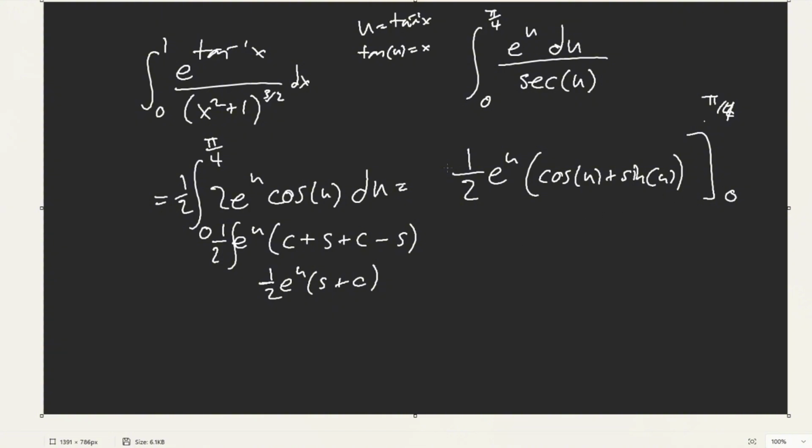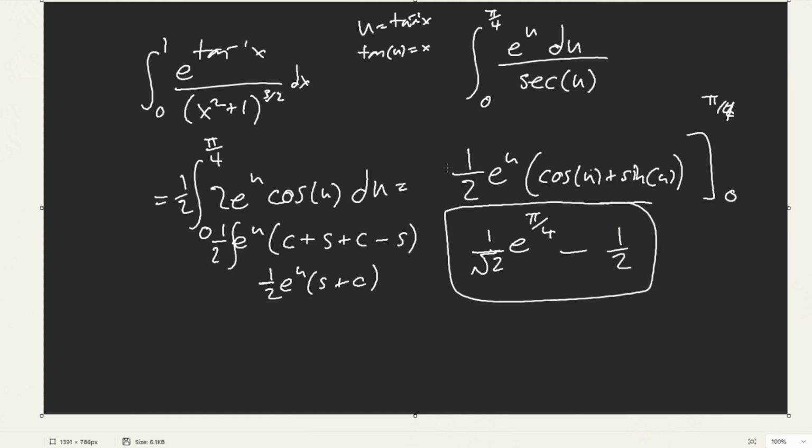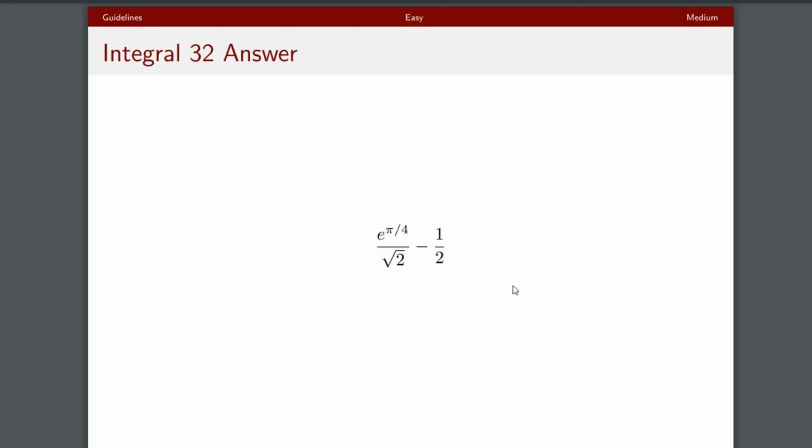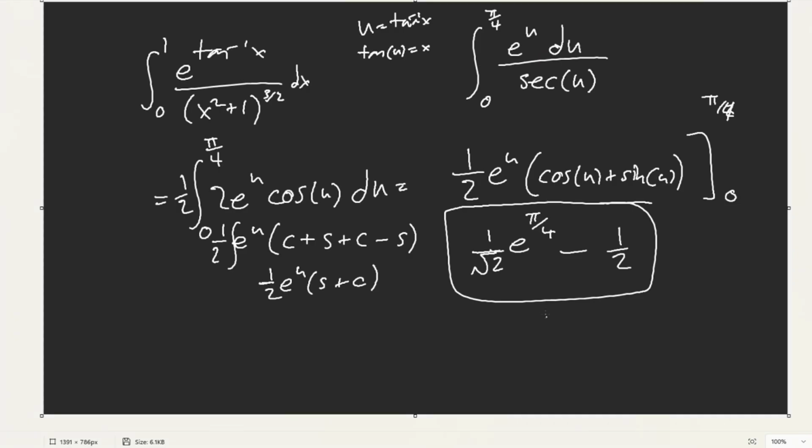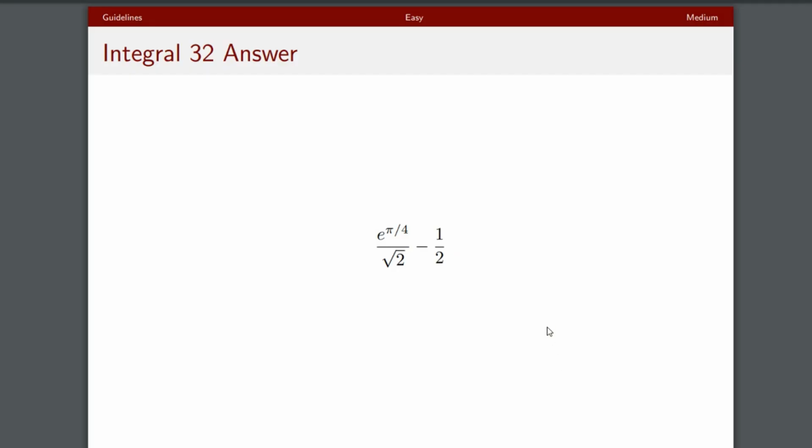So now what we have here is pi over 4. This is 1 over root 2 of e to the pi over 4 minus 0, 1, 1, half? Is that correct? I really hope that's correct. Minus a half. Okay. Yeah, okay, I got it. Woo! Alright, awesome. Okay, next.